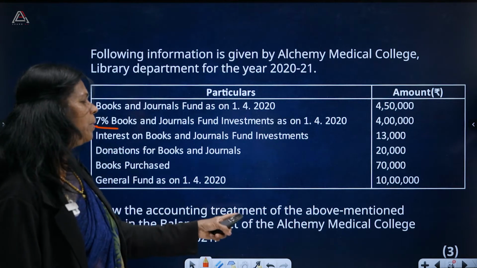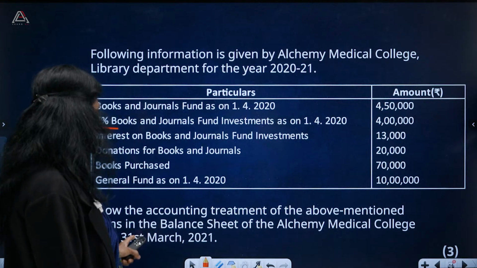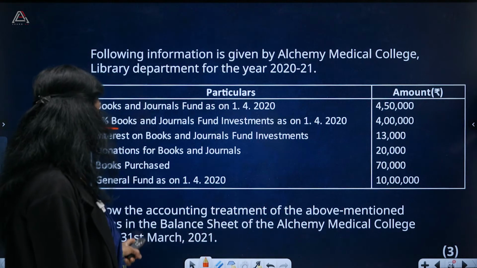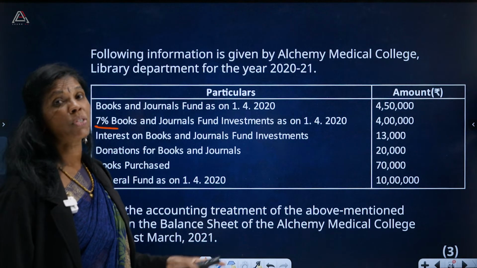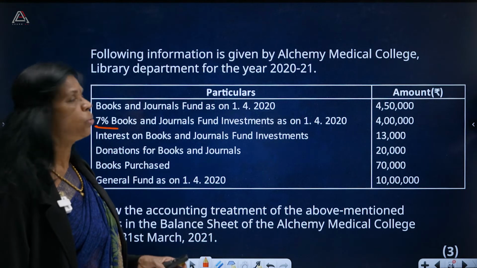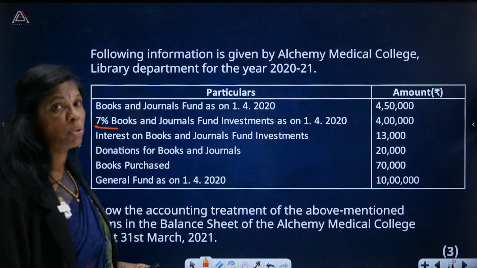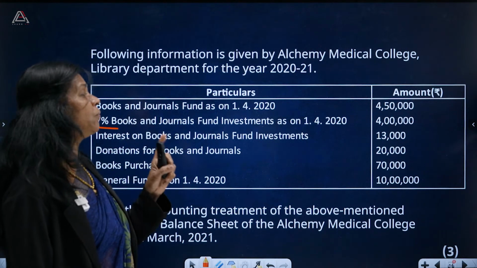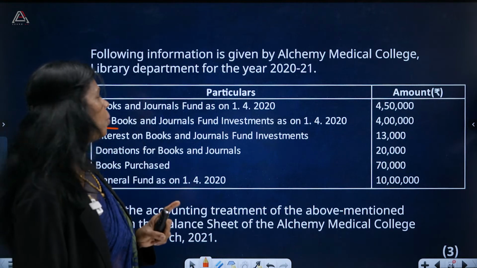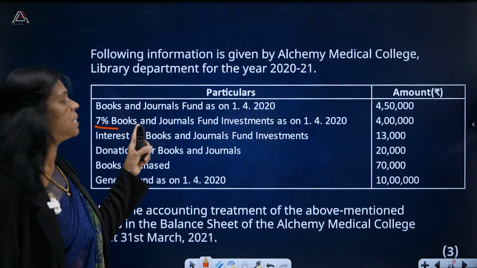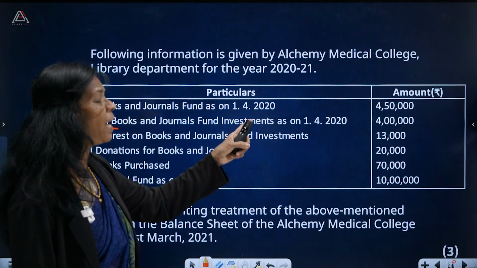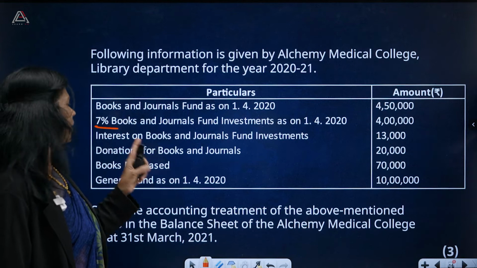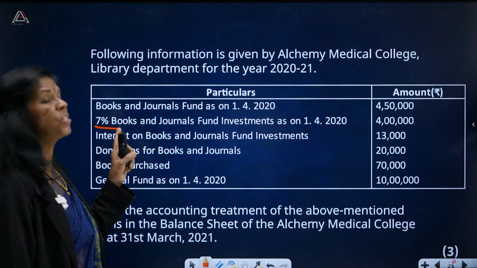Show the accounting treatment of the above mentioned items in the balance sheet of the Alchemy Medical College as at 31st March 2021. Have you understood the question? What are the information given in the question? That is books and journals fund as on 1st April 2020, 4,50,000. 7% books and journal fund investment as on 1st April 2020, 4 lakh. Interest, then donation, books purchase, general fund.